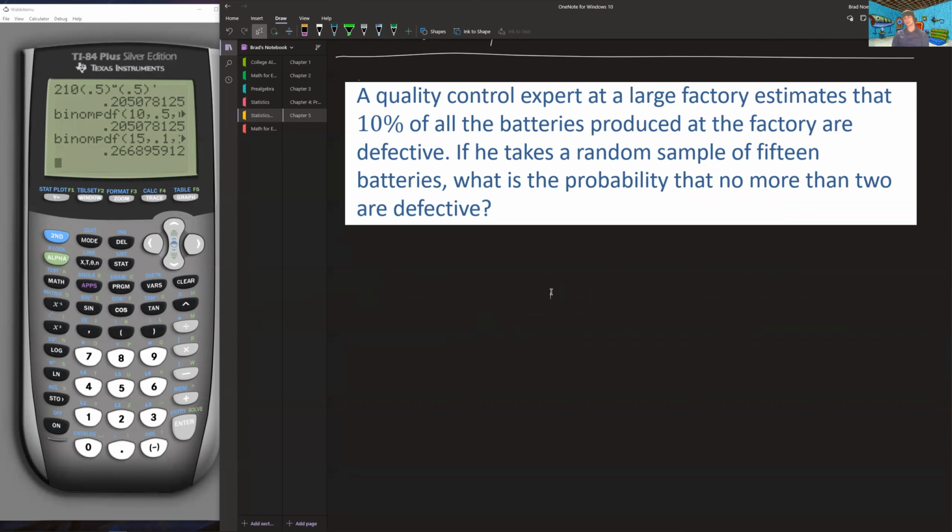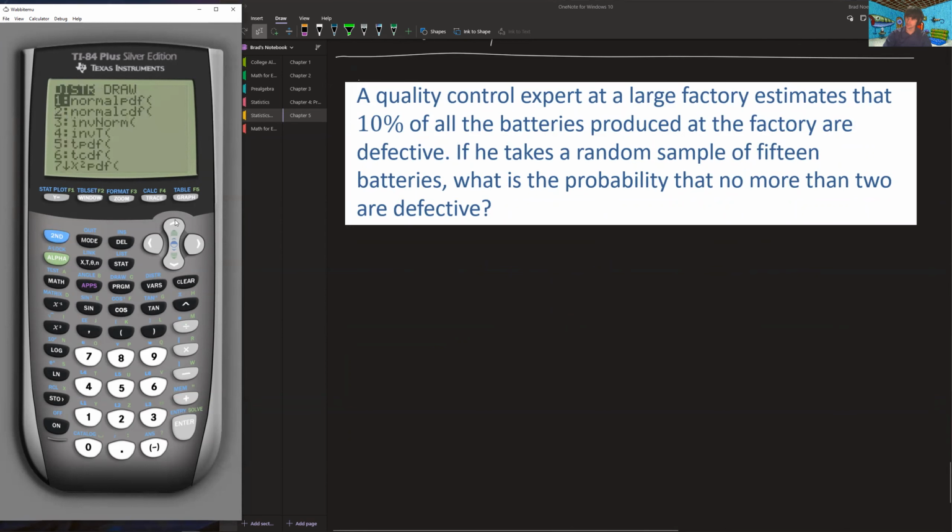And this is where we start to see why we make use of our calculators here. Because if we wanted to do this by hand, we would need to determine what is the probability that none are defective, 1 are defective, and 2 are defective here because it's no more than 2. And then we would add up each individual one. So we'd be making use of 3 different uses of the formula, and then we add those together. Doable, but more work than I would like.